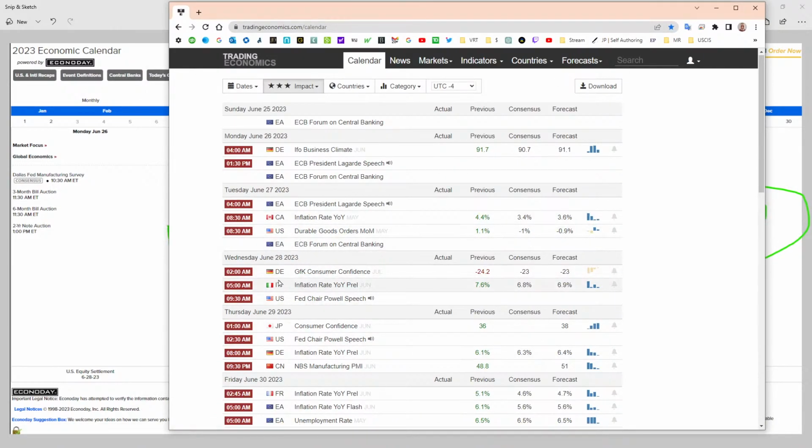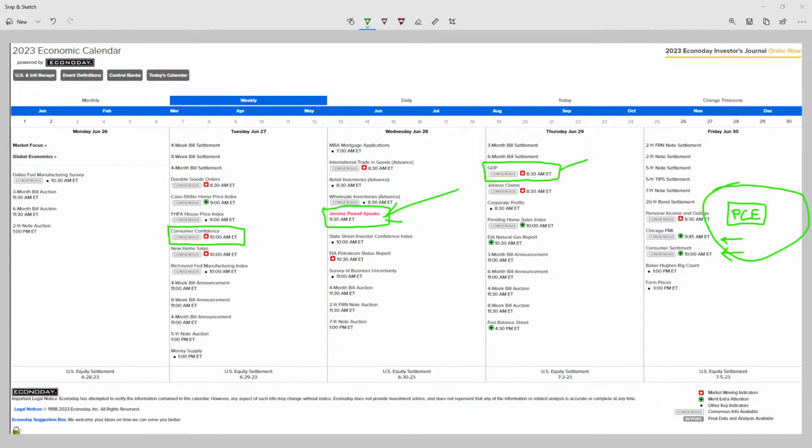Here it is. Wednesday, Fed chair Powell speech 9:30, and what the heck? 2:30 again? Maybe this is overseas, maybe it's in Europe. No, but I didn't have this one on my economic calendar. This is in Trading Economics. I missed that, and that's why it's important.